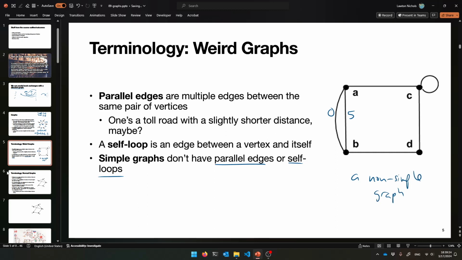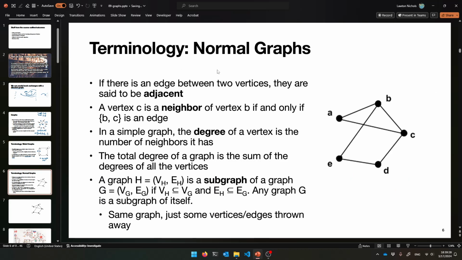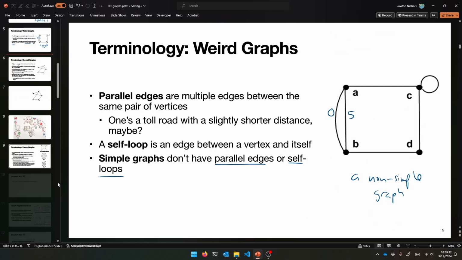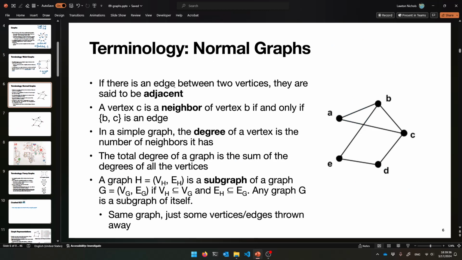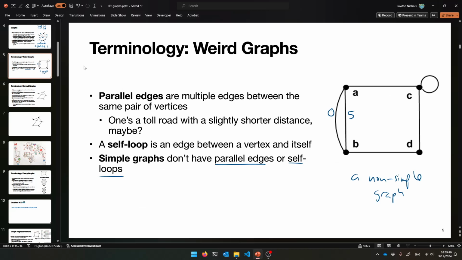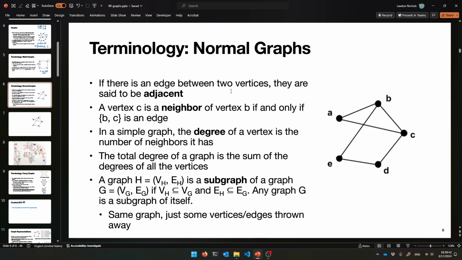Maybe we should call it a complex graph then. Who knows? All right, more terminology. So for normal looking graphs, for simple graphs, there's some more words that we can associate with them. I guess you can also associate some of these words with non-simple graphs, but usually we care most about simple graphs in this class. So, all right, here's some words.